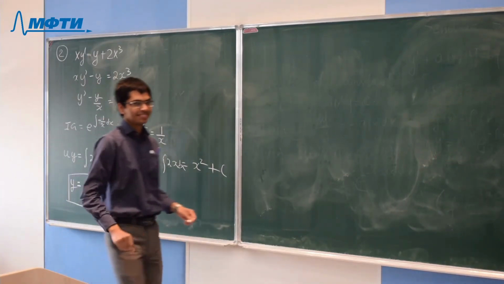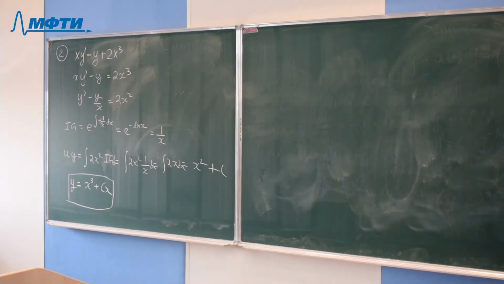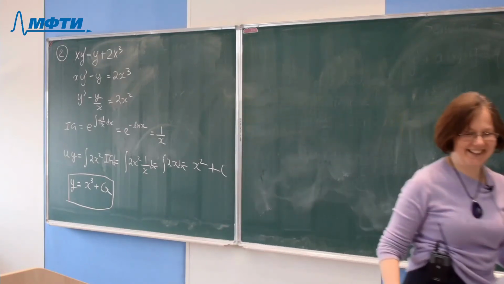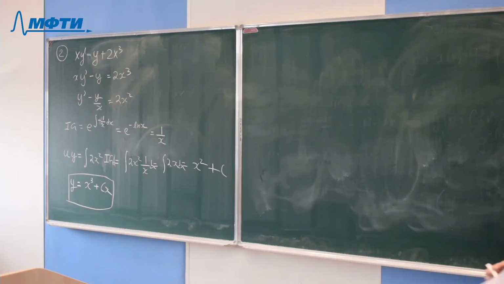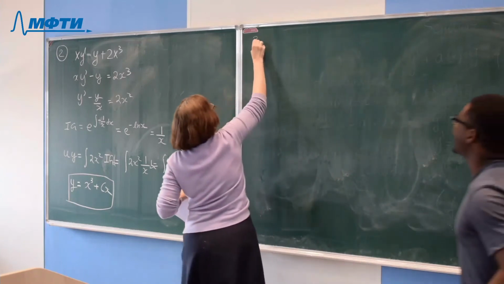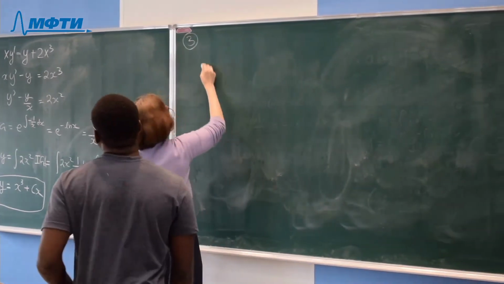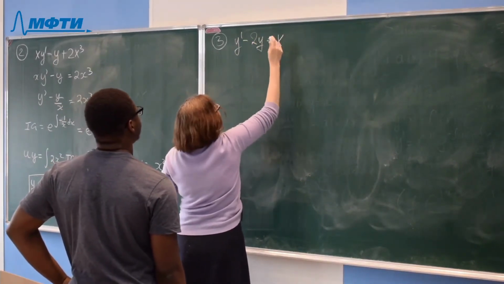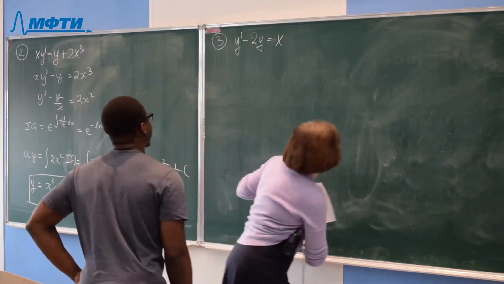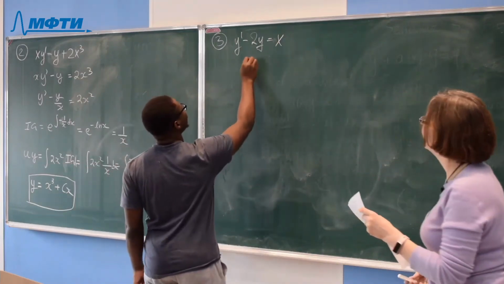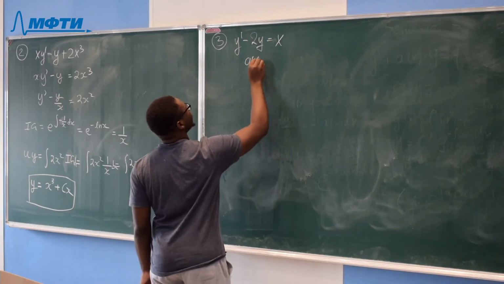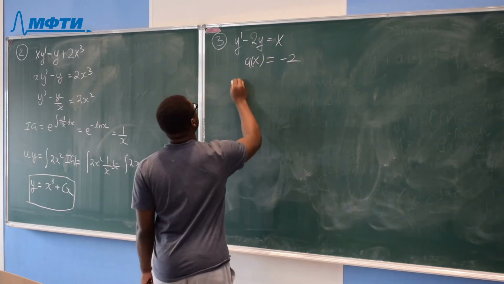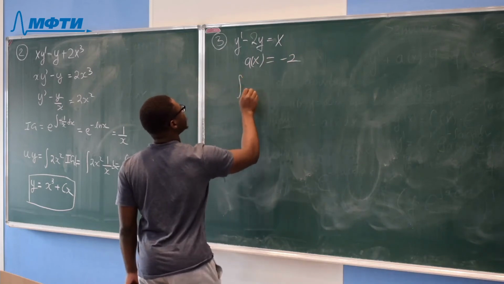Paul, do you want to try? Chalk. I have chalk. I will use this maybe. Task number 3: y prime minus 2y equals x. Yes, well, I have my own chalk. It's better.